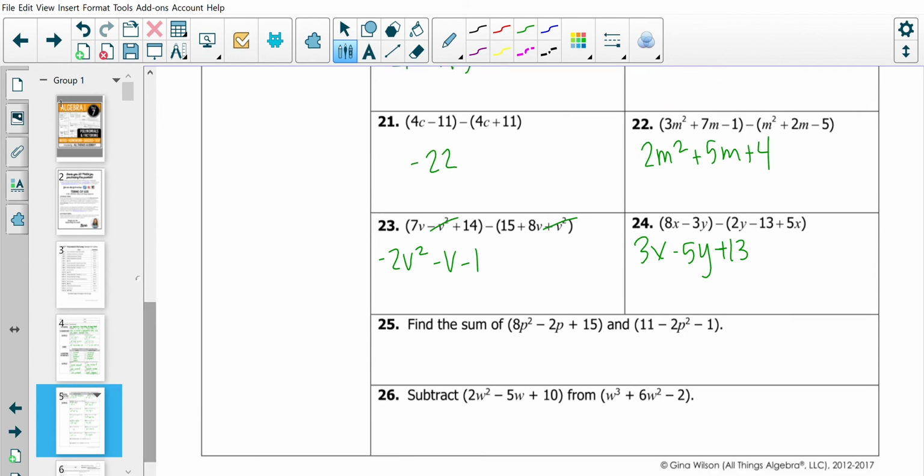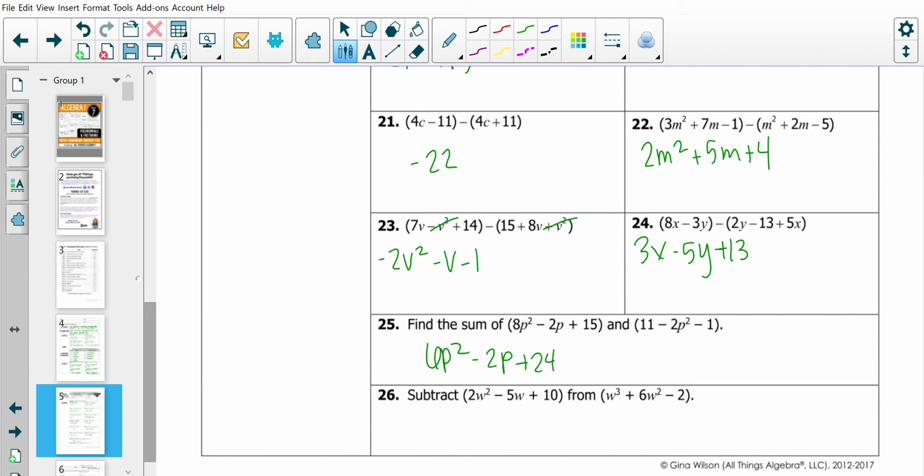Nothing crazy. Tells me to find the sum of these two. So what do I start with? Add them. What do I start with? P squared. And I get 6p squared. And then minus, wait, 2p. Minus 2p. And then 15. Plus 14. Nope. 24.